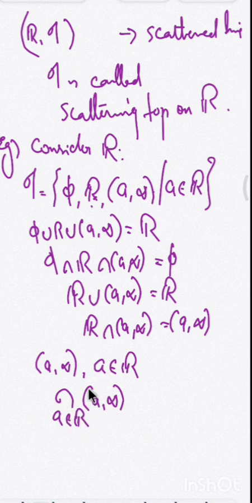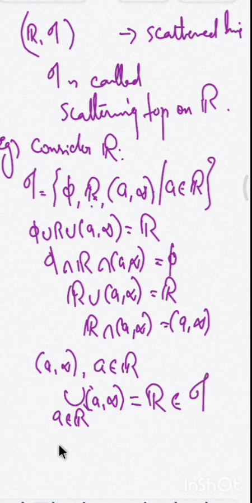Okay, let's check their union. The union over a in R of sets of the form (a, infinity) is nothing but the real line again, and it belongs to our tau. So it is closed under arbitrary union, which is true.